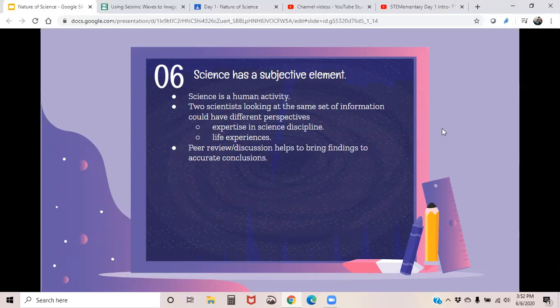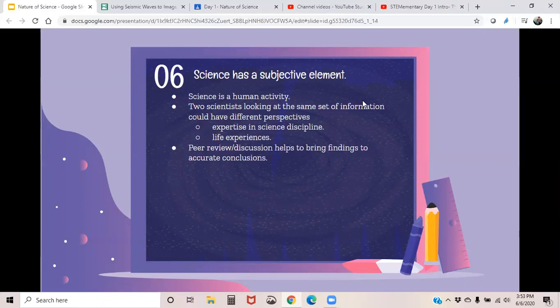Okay, so number six, science has a subjective element. Science is a human activity, and with that in mind, humans aren't perfect. Humans make mistakes all the time. In fact, in just a simple measurement, two people can see two different readings on a thermometer. If it's an alcohol-based thermometer, you're looking at the little red line, and depending on how tall you are and where your eye is positioned, you're going to get two different readings.